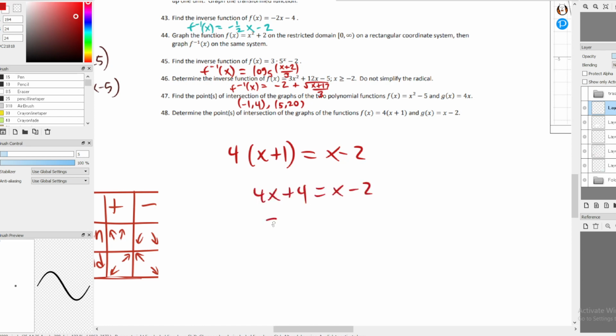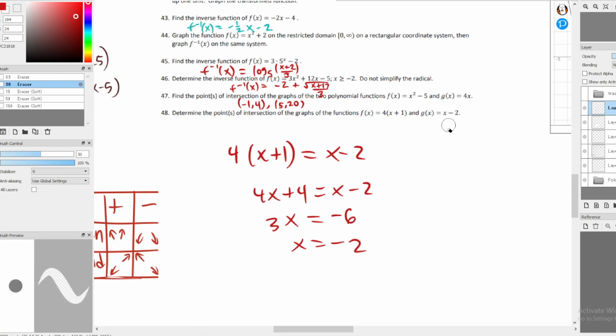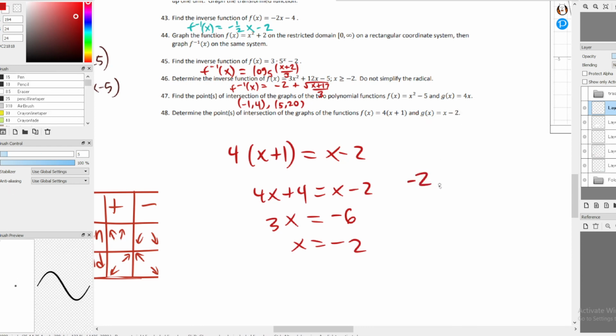I'm going to move the x over, so we'll get 3x, and I'm going to move the 4 over, so we'll get -6. x equals -2, because -6 divided by 3 is -2. And now I'm going to plug in the -2 to my original functions. I'm going to choose this one since it looks simpler. So -2 minus 2 is -4. So we'll have -2, -4. And that is the point of intersection on the graph. So -2, -4.